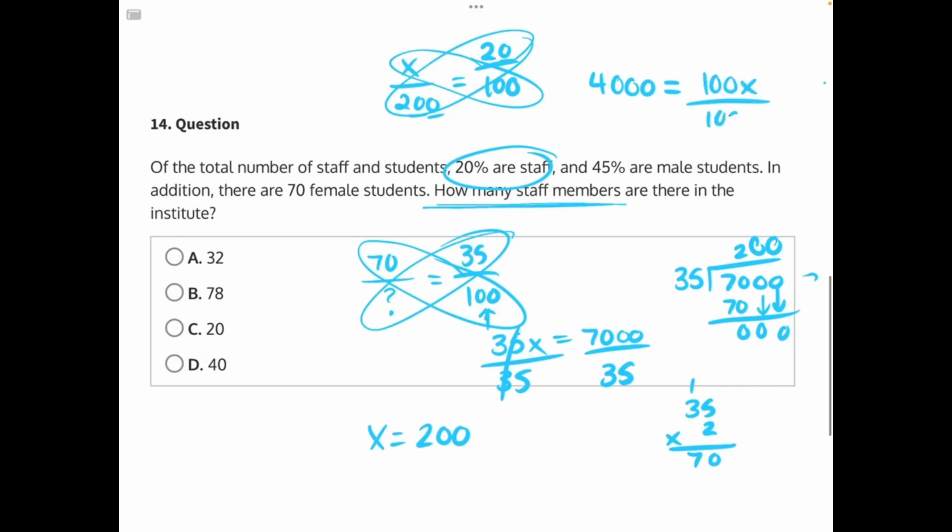Opposite operations, divide both sides by 100. We can just cross out our zeros here. And we are left with 40 equals X. So there are 40 total staff members. Answer choice D.